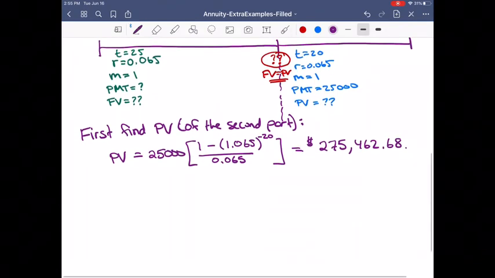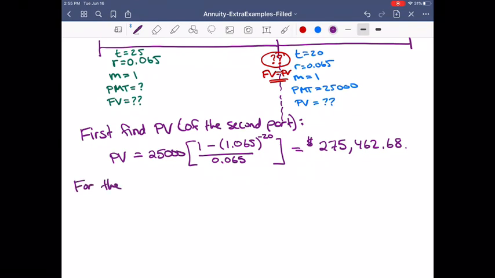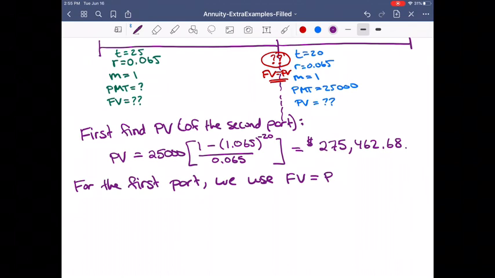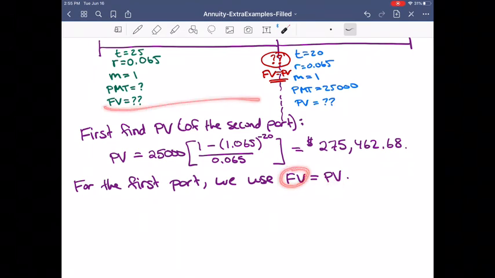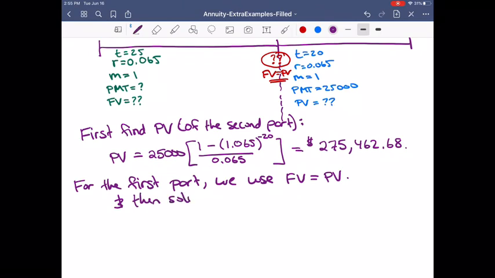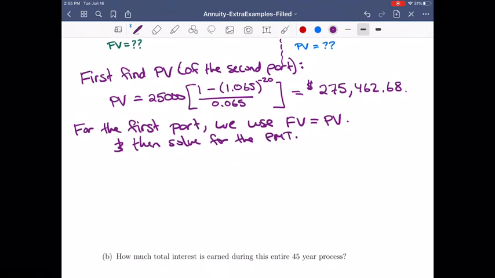Now, for the first part, we're going to use the future value to equal this present value. So if we want to have enough money to take out these payments for 20 years, this is how much money we need to have saved up. It needs to be the amount that we save up in this first part. So we're going to set those to be equal and then solve for the payment. That's what's going on here.